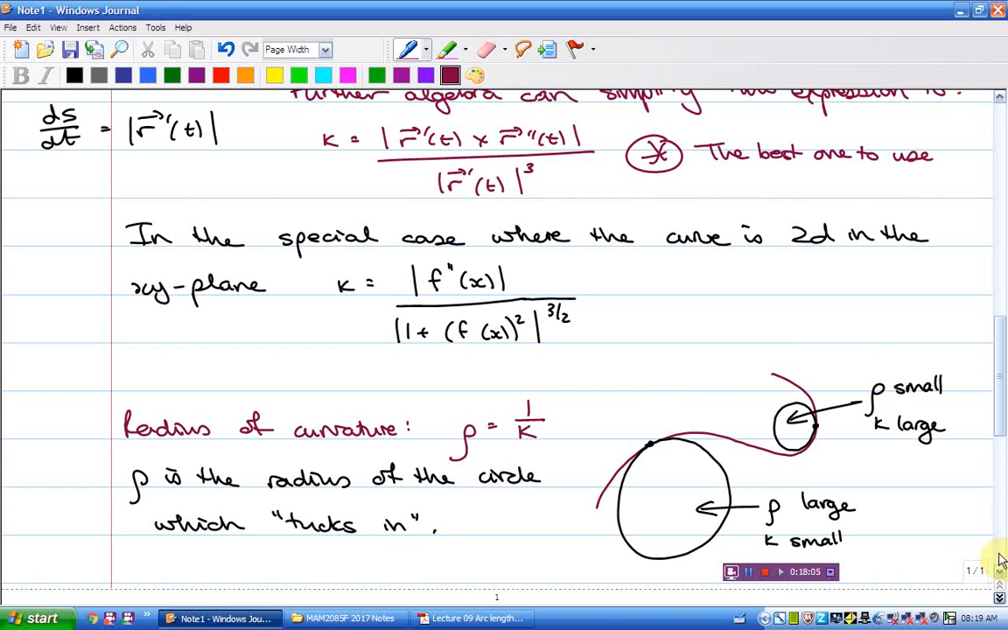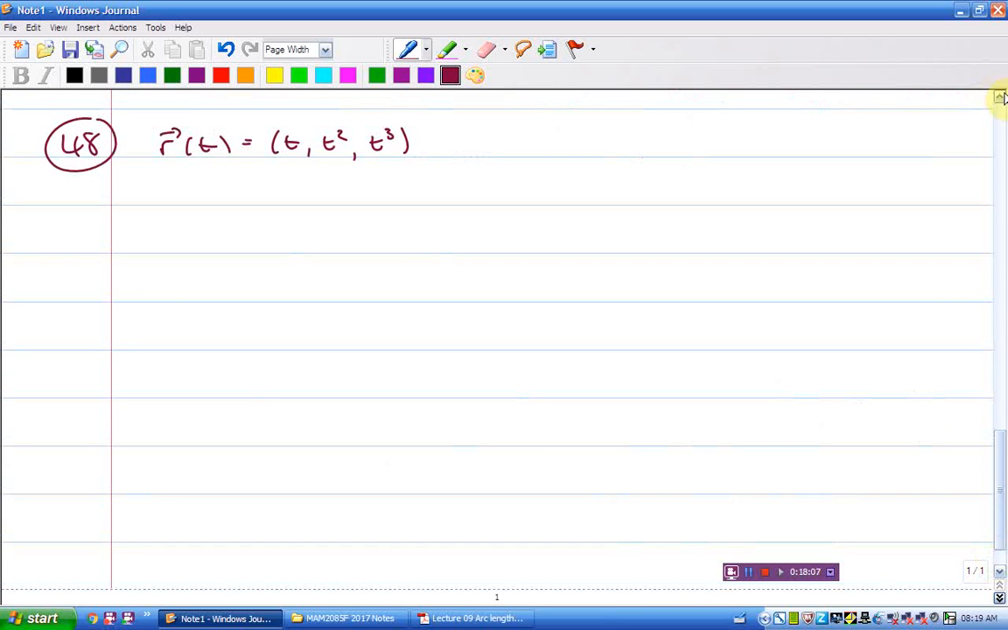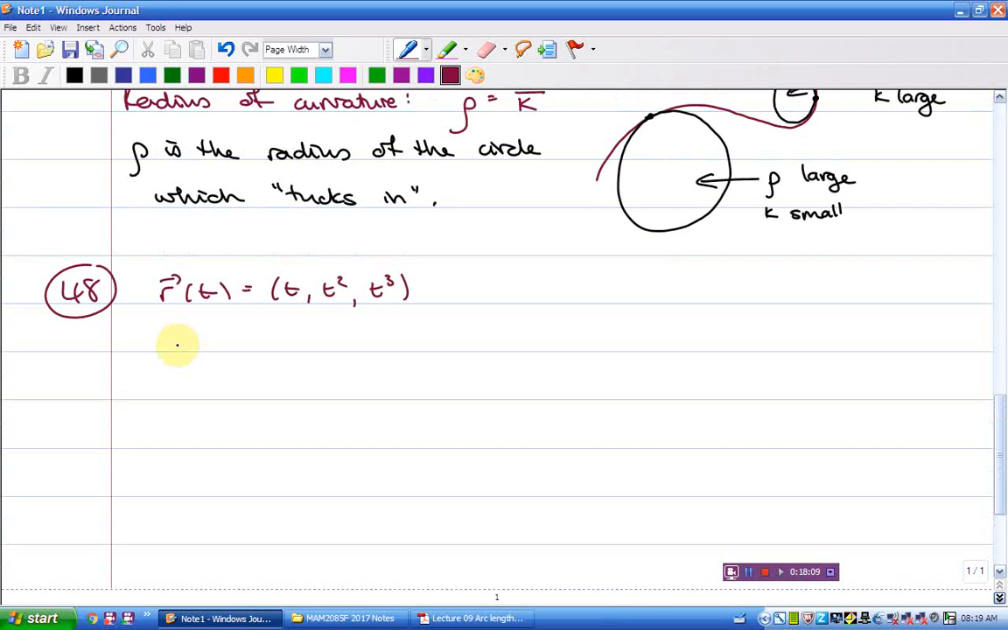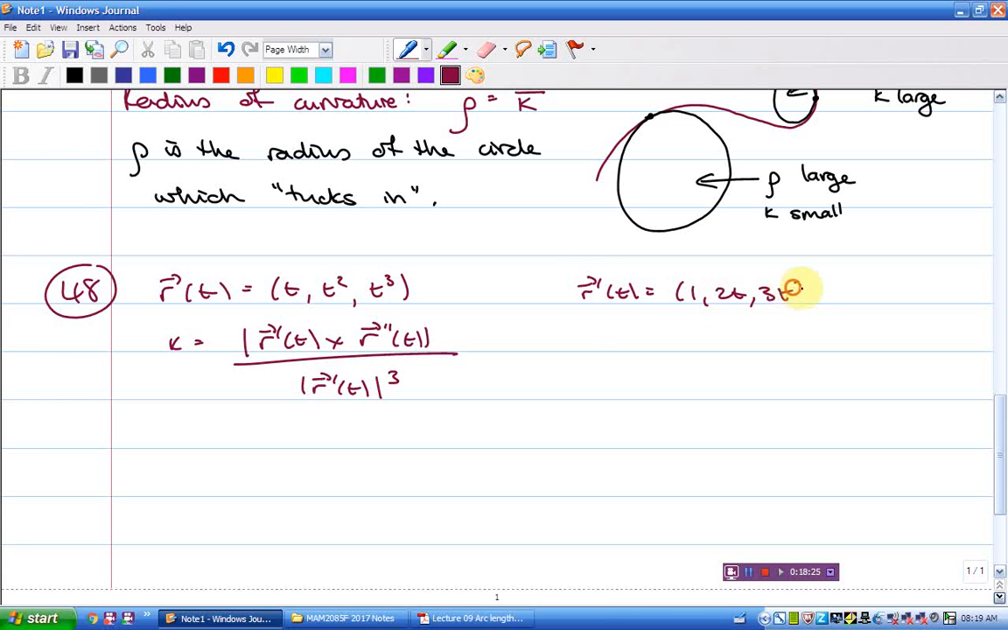That one with the r's in it. Oh dear, sorry, big jump there. So kappa equals the modulus of r dash of t crossed with r double dash of t, over the modulus of r dash of t, all cubed. So let's work out r dash of t. It's 1, 2t, 3t squared.